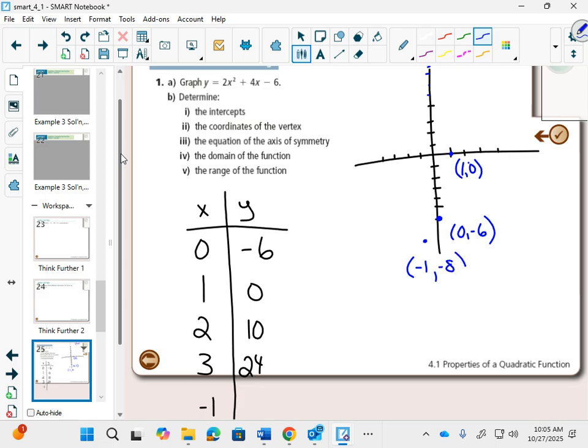-1, -8. Have we hit any symmetry yet? No. -8. So what are you going to try next?